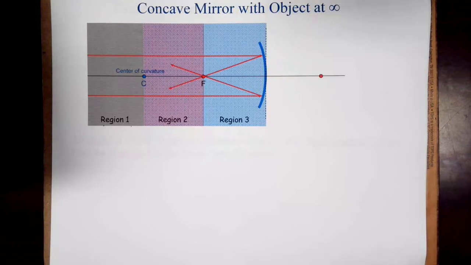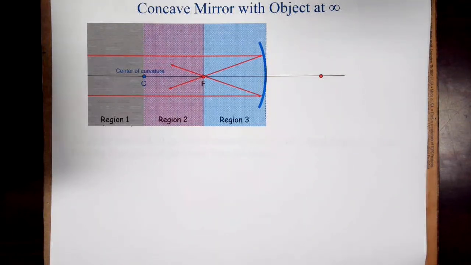As far as I know, this description is something that only we use, but it seems sort of convenient. So if you try and Google this, if you say, what's a region 1 with a concave mirror, I'm not sure you'll come up with anything useful, but hopefully this is clear enough. It's not going to give you too much trouble.